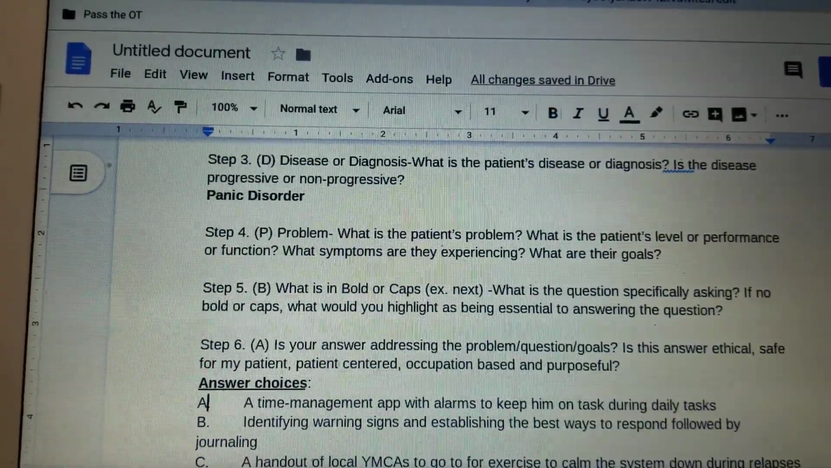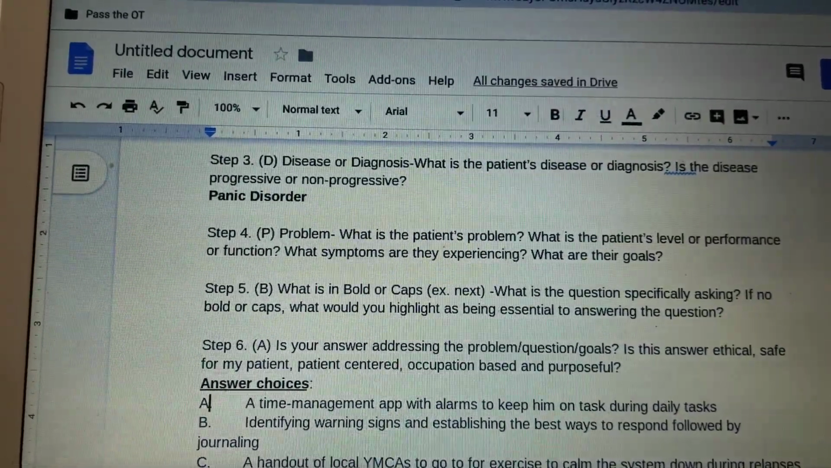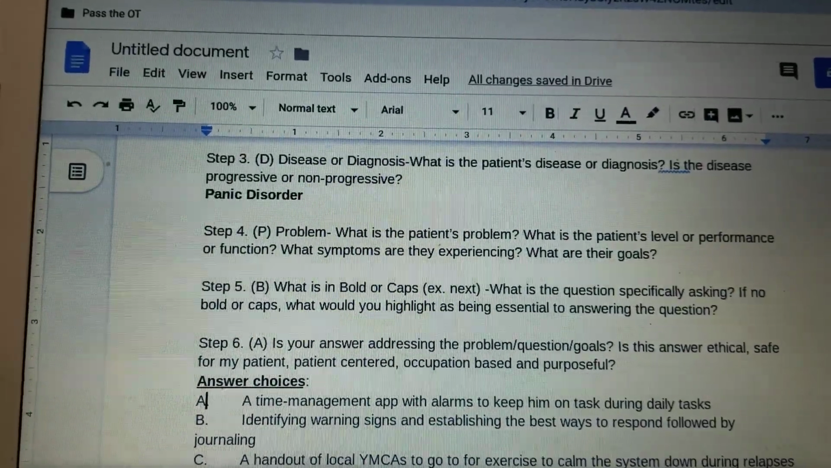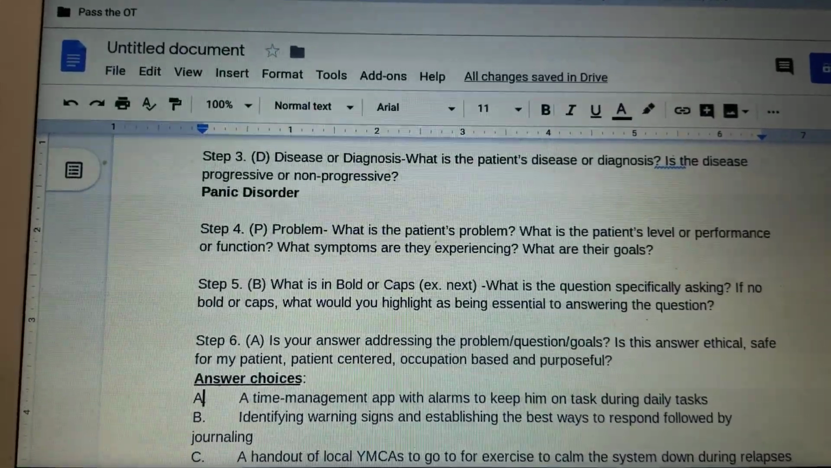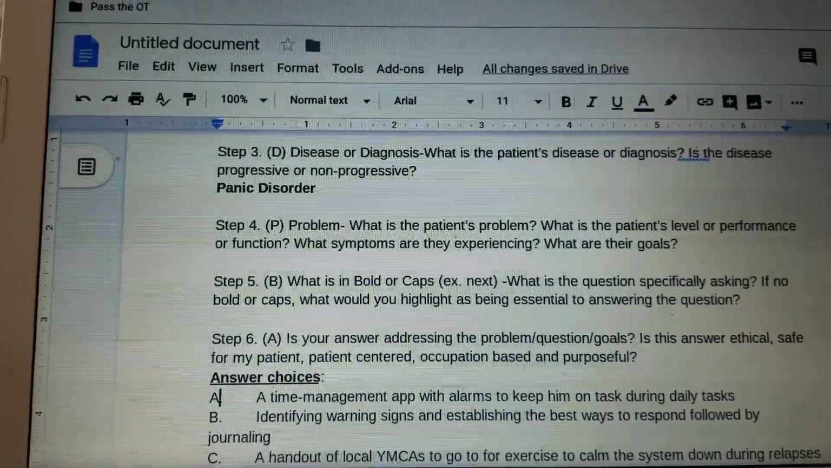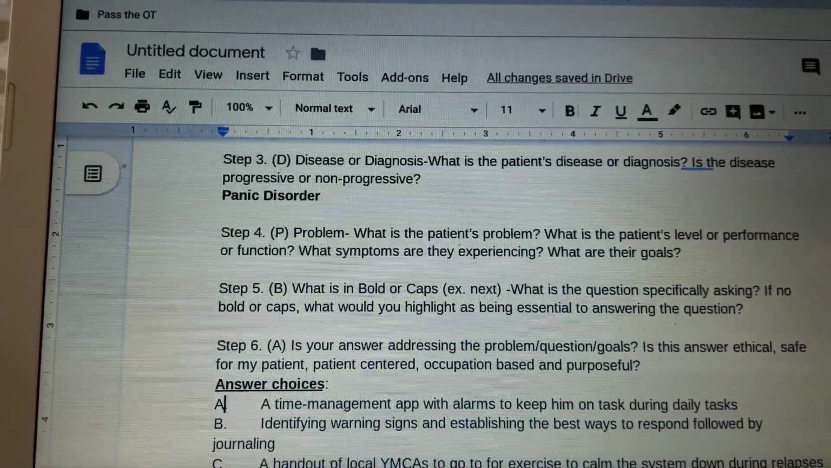Step 4, P for problem. What is the patient's problem? What is the patient's level of performance or function? What symptoms are they experiencing? What are their goals? Well, they didn't quite state that in the question, so we can leave that blank.